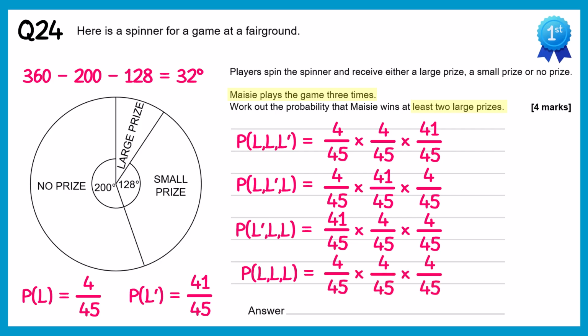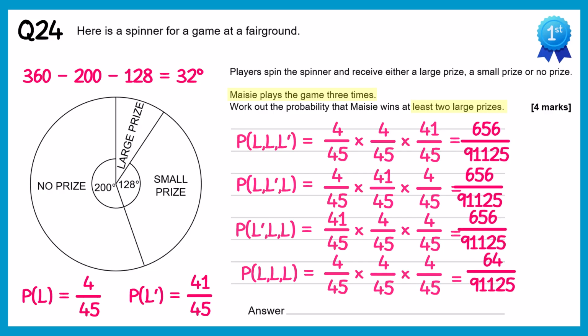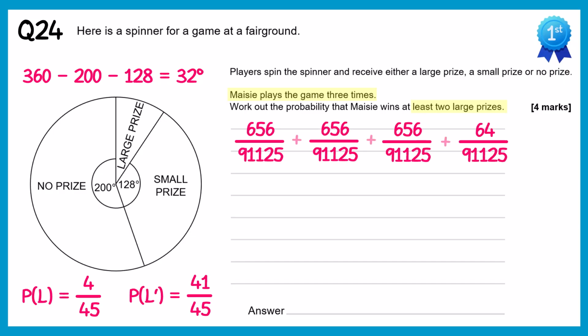If you type each of these into your calculator, you'll get the following answers. 656 over 91,125, and you'll actually get that for the next two as well. And the bottom one will be 64 over 91,125. So all we need to do is take these probabilities and add them together. And if you do that, you'll get 2,032 over 91,125. You're also welcome to give this as a decimal or a percentage. I just think a fraction is the easiest one to do.